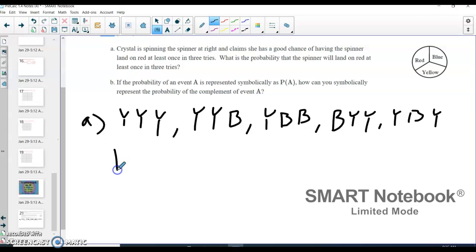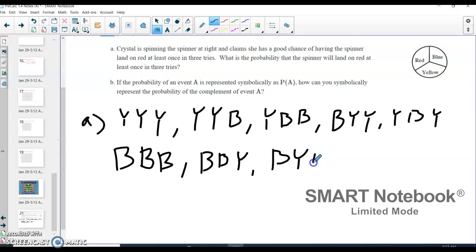So we could also have blue, blue, blue. That doesn't have a red in it. We could have blue, blue, yellow. And I believe we can have blue, yellow, blue. These are all the possible combinations of spinning this spinner 3 times and not getting a red. And so there are 1, 2, 3, 4, 5, 6, 7, 8 events that don't land on a red.